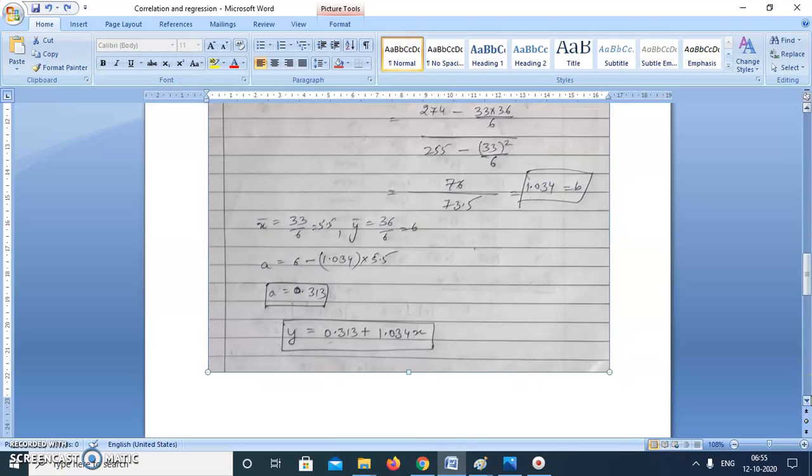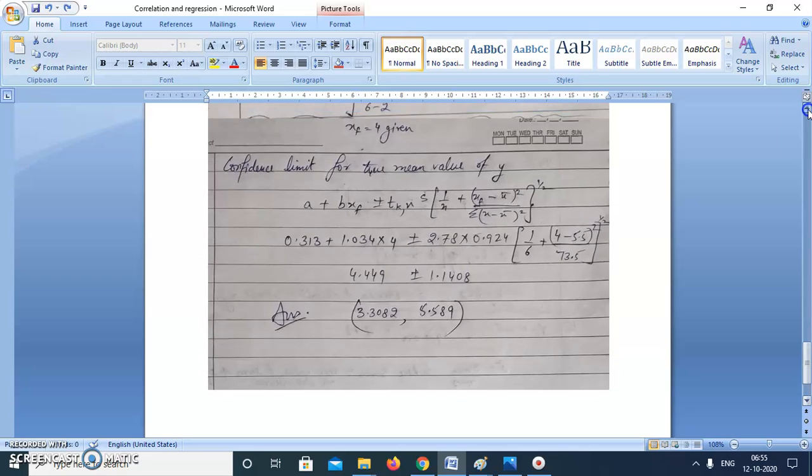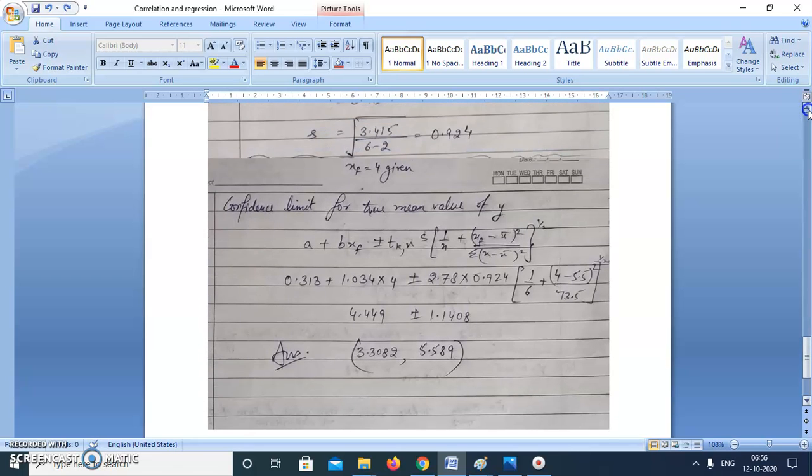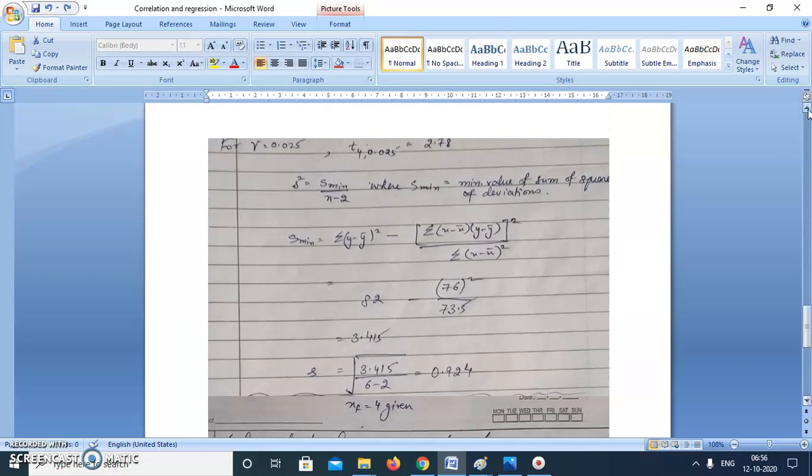Now the second part of this question is: what are the 95% confidence limits for the mean dye uptake when the relative viscosity is 4? So we need to predict Y and also its confidence limits. This is the procedure I am showing you for finding the 95% confidence limits of Y when X is given. Here X is given as 4. So we'll start the process.